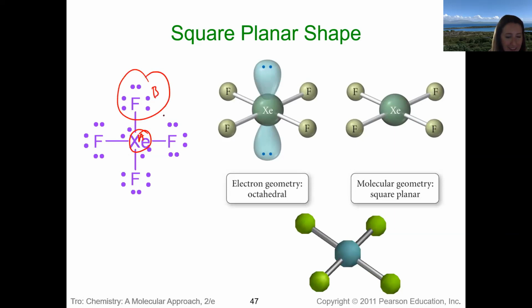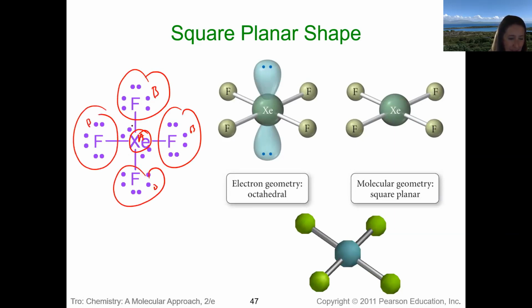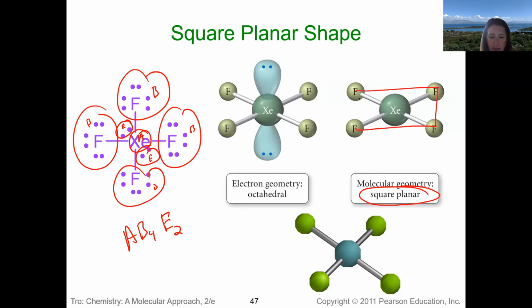A, last one, B, B, B, and then there's an E here and an E here. So this is A, B, 4, E, 2. This is called square planar because they're on a square.